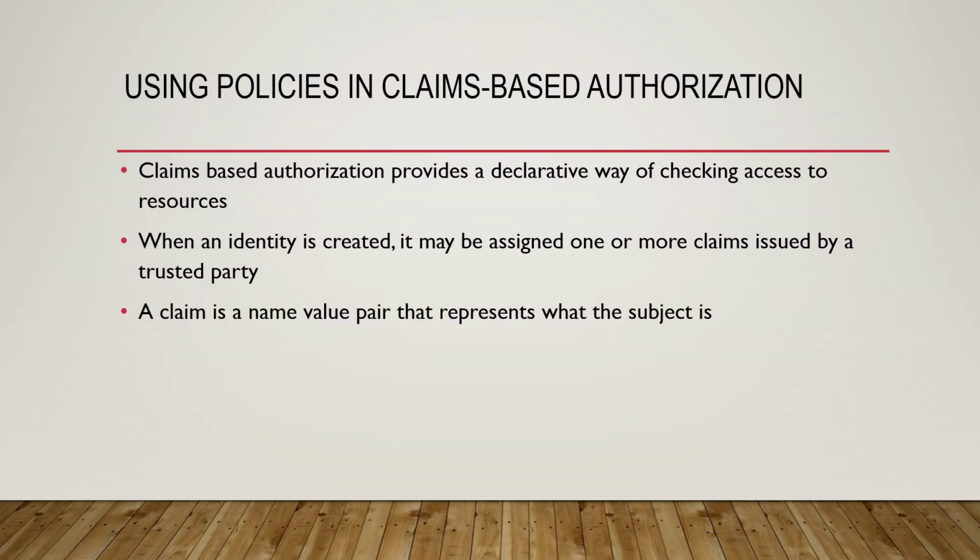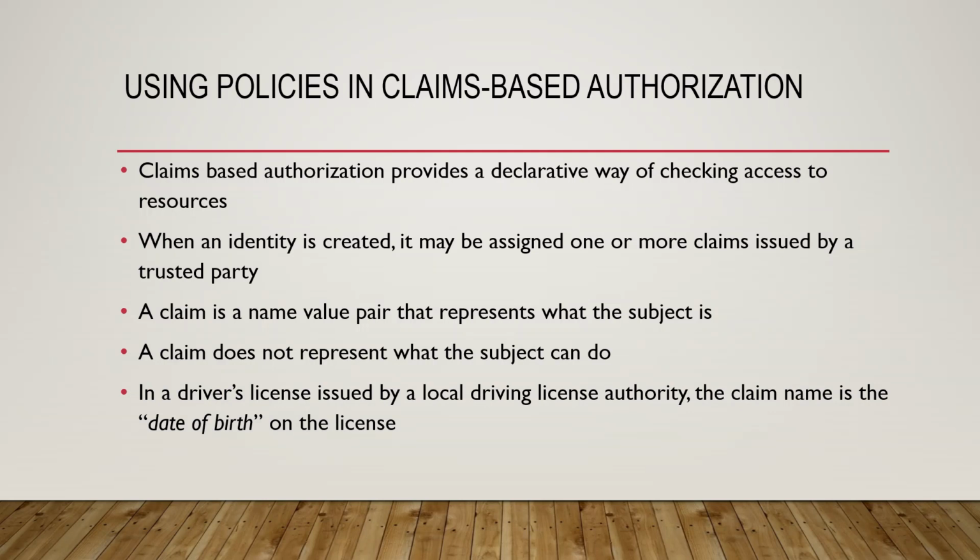A claim is a name value pair that represents what the subject is, and a claim does not represent what the subject can do. Only what the subject is, not what they can do. In a driver's license, for example, issued by a local driving license authority, the claim name is the date of birth on the license. The value will be the user's date of birth. If it pertains to me, Kaushik, it will have Kaushik's date of birth.